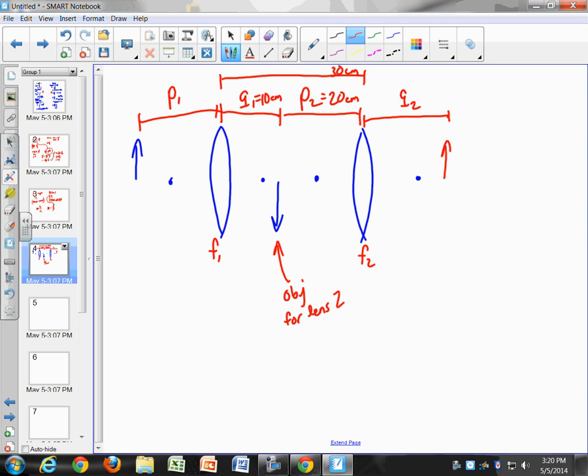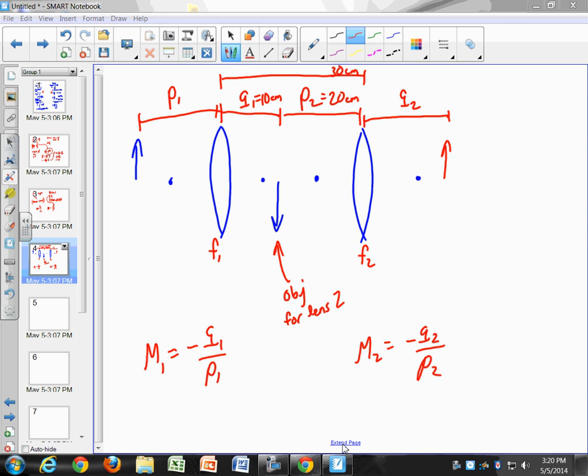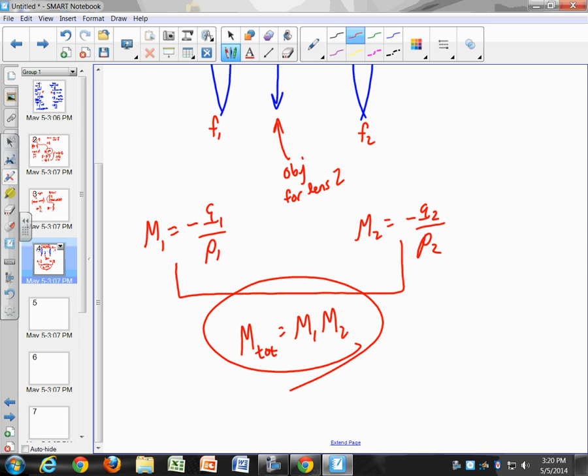Don't forget your magnification. You also calculate your M1 is negative Q1 over P1, and M2 is negative Q2 over P2. And I'm pretty sure on that problem that I asked, what is the total magnification? And remember, to find the total magnification, you take the product of these two. So to find the total magnification, I just say M1 times M2, the product of those two. So for example, if the first image is a quarter the size of the object, and then the second image is half the size of image 1, then my total magnification will be 1/8.